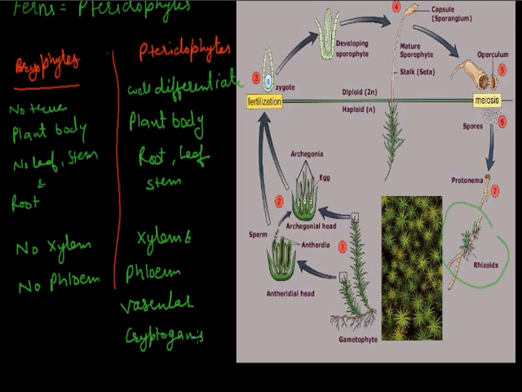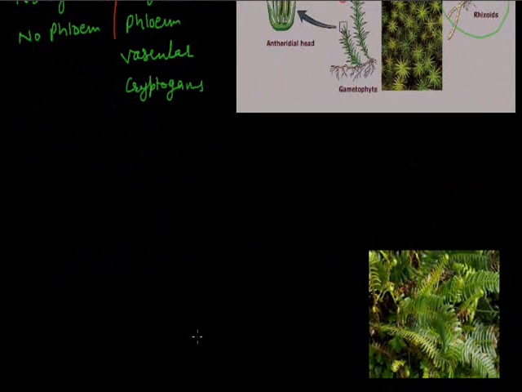So this is the difference between bryophyte and pteridophyte, and this is the fern. This fern is related to the pteridophytes. This is the group of pteridophytes. Pteridophyte means the plants which are well developed for the first time on the land. The plants which appear for the first time on the land, we call them pteridophytes.